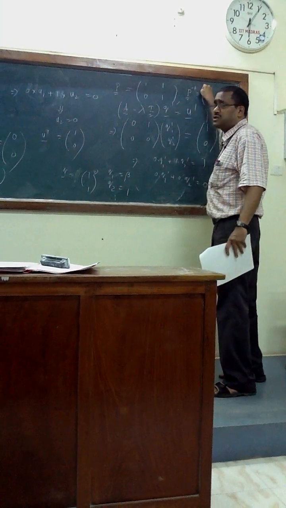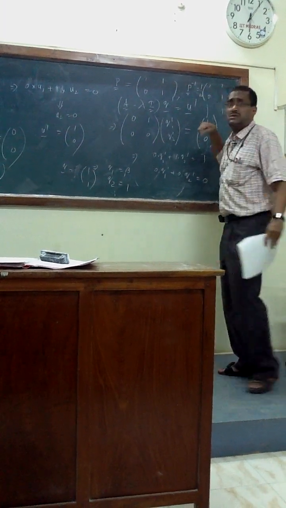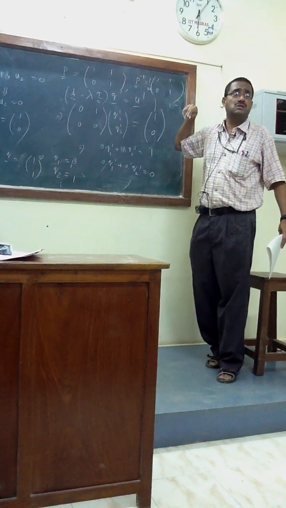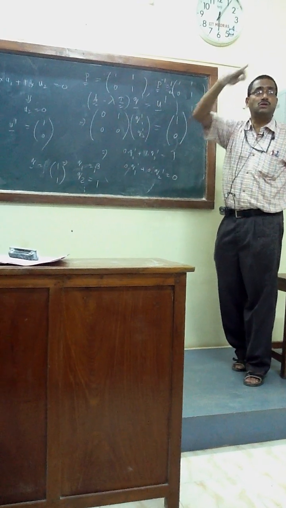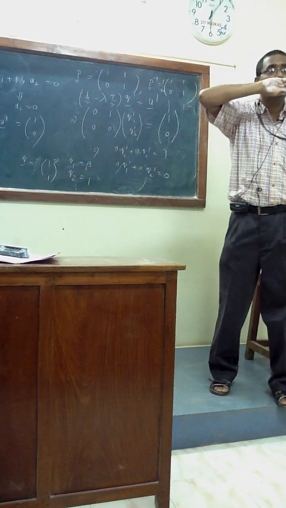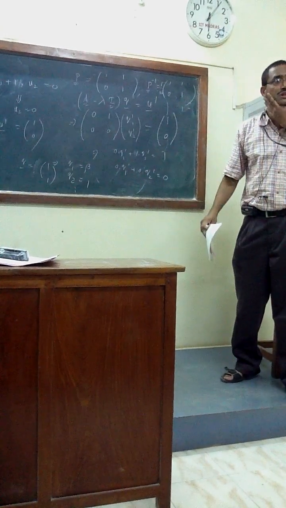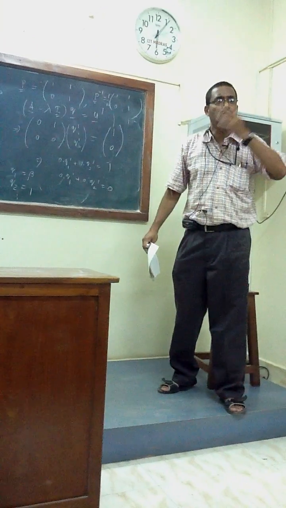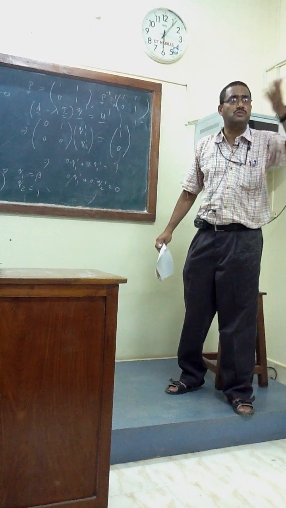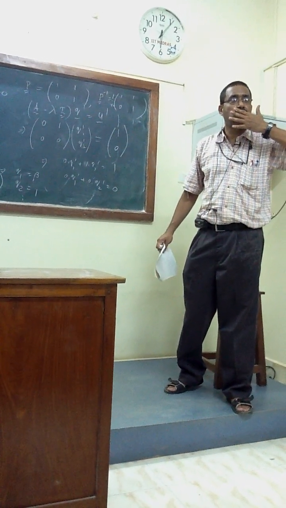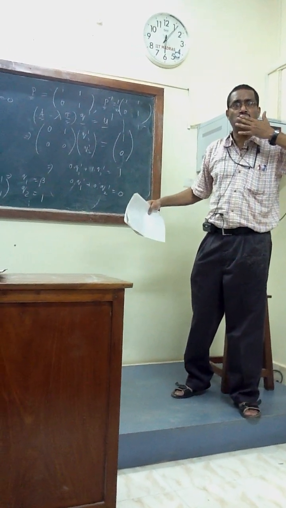What will be coming outside? 1 by root 2, times 1 0 1 1. Am I correct? Yes or no? He is not agreeing. You are not agreeing. Transpose? P inverse is what? I think you are forgetting everything, that's why you are saying transpose. Do you have a relationship between P inverse and P transpose? Is it correct? Yes or no?